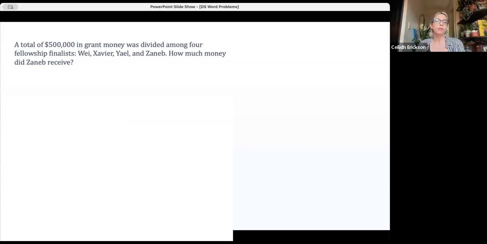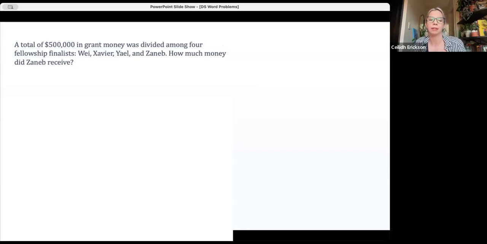What do we know from the question stem? And then what are we wondering? So resist the urge to jump right into the statements really quickly, and instead step back and say, okay, what do we already know? We're told that a total of 500,000 was given in grant money to these 4 finalists, Wei, Xavier, Yael, and Zainab. Let's just call them W, X, Y, and Z. There is a relationship we can already set between these variables, if we set W, X, Y, and Z as the variables for the amount of money that each received.